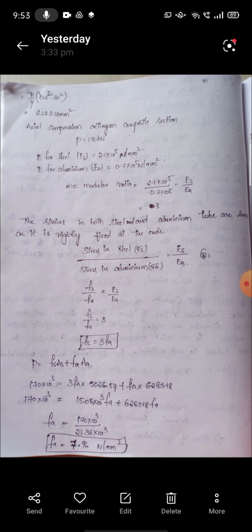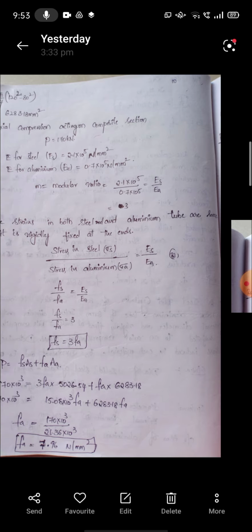After calculation, the Fa value is 7.96 Newton per mm square. So Fs equals 3 into Fa. The Fa value is 7.96, so after substituting, the Fs value equals 23.87 Newton per mm square. So the result: Fa equals 7.96 Newton per mm square and Fs equals 23.87 Newton per mm square. So these are the problems on composite sections.